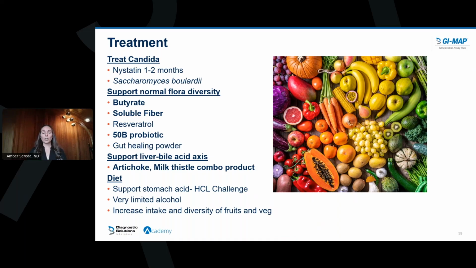From a diet standpoint, we talked about that stress and low stomach acid piece. So I did an HCl challenge, and then I recommended very limited or no alcohol, which I think was hard for this patient, but it's very important from many aspects. And then I recommended increasing the intake and diversity of the fruits and veg. And that is going to be the long-term plan for the soluble fiber and polyphenols. Short-term, I'm working on supporting it from a supplement standpoint, but I'm always working on it in the background.